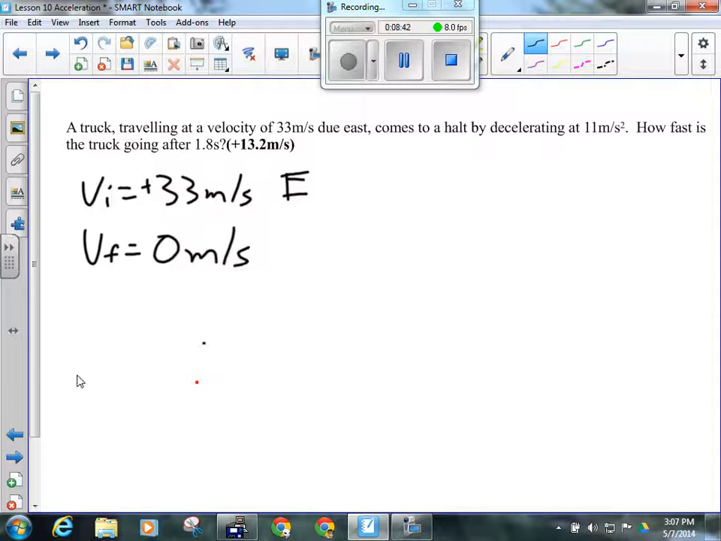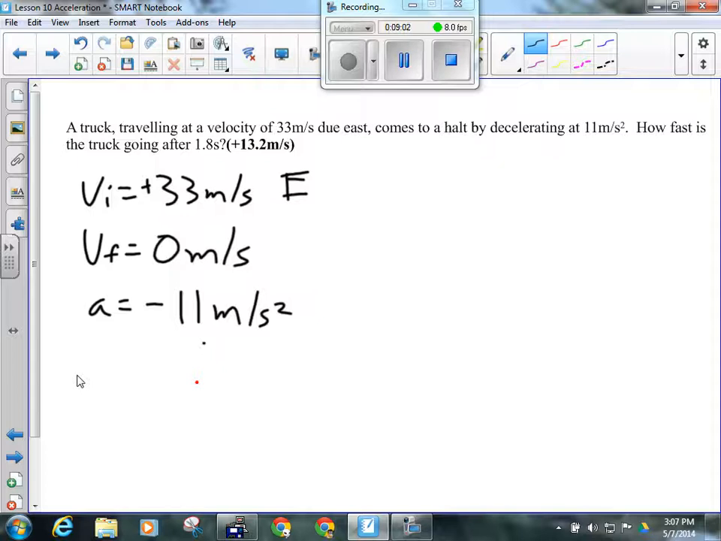Okay, if you come to a halt, that's coming to a stop. That means you are not moving at the end of the question, so VF is 0. Okay, and it decelerates at 11 meters per second squared. Since it's decelerating, that means that has to be negative. All right, so there's a couple of tricks in that question.